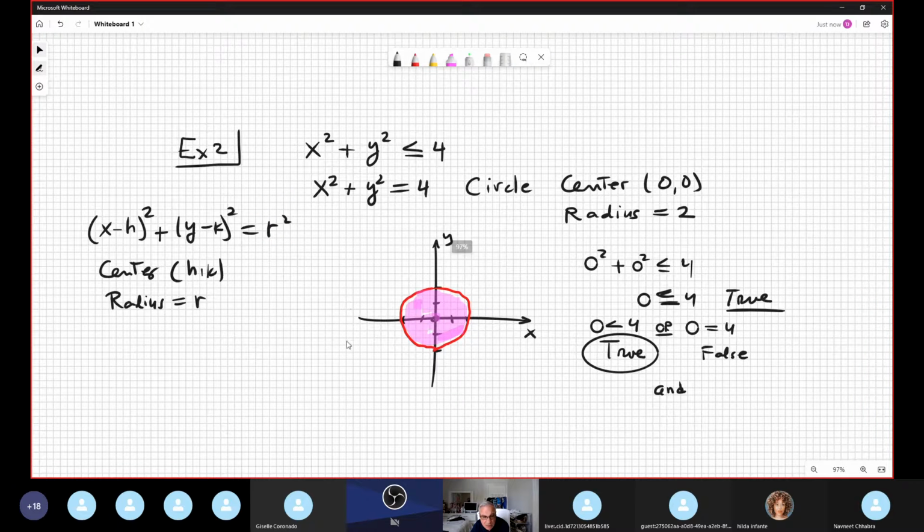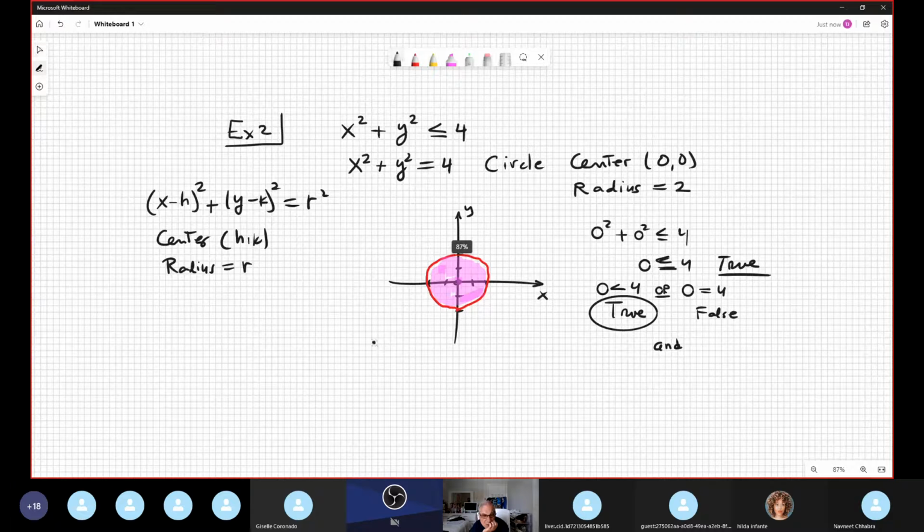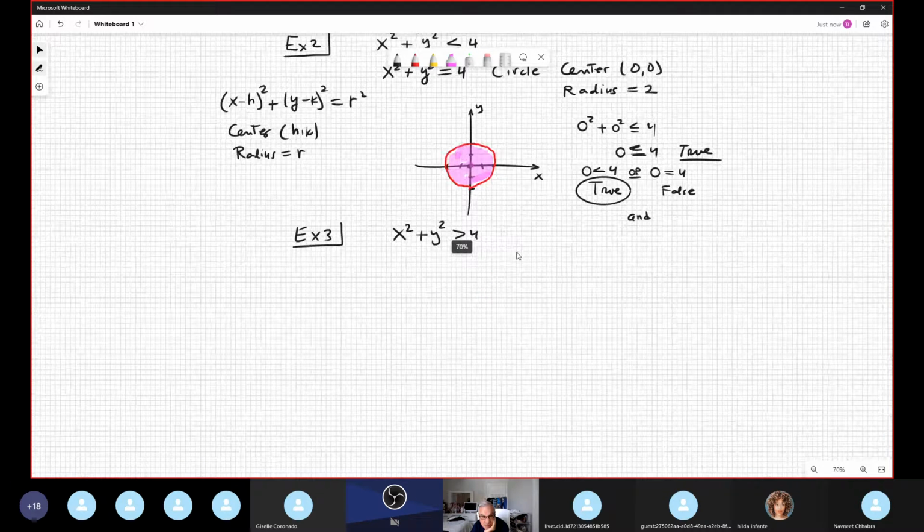So now I promise that you see in this move for a few seconds. No, because I want to do example 3, which is very similar. Suppose I change a little bit. X squared plus y squared is greater than 4. What do you think about this? What is the solution graphically for example 3?